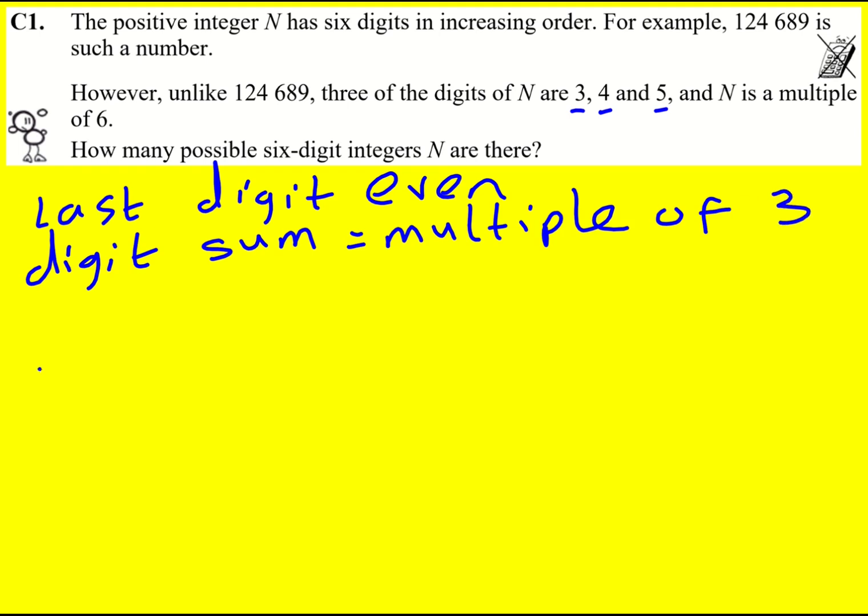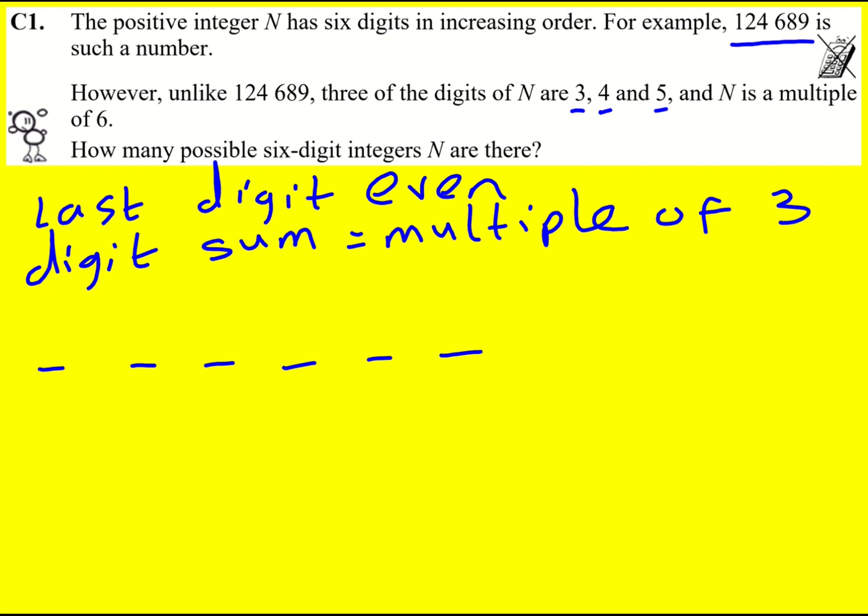Okay, so I'm going to systematically work through these, and I'm going to say it has to be strictly increasing. It can't be like 1, 2, 3, 3, 4, 5, or something like that. The example kind of indicates that, and so that's what I'm going to go with. I think that's what the question intends. Right, so let's have a look.